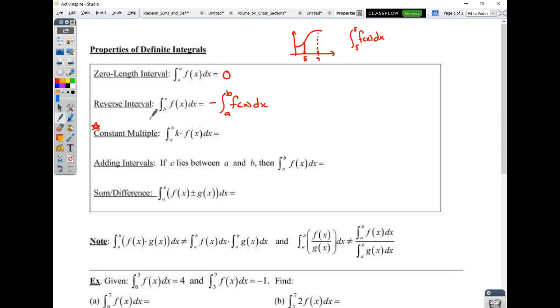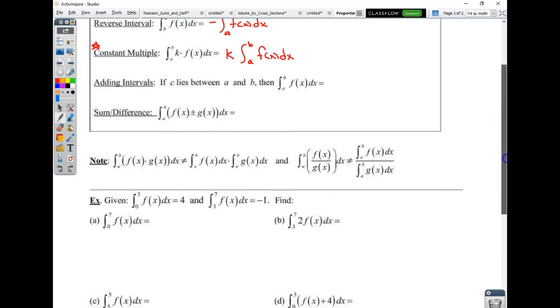Much like the limit, we can take that constant here, k, and I can actually factor that outside of my integral. And while that won't seem like it's necessarily impressive right now, I will promise that later down the road it will be a very useful rule.